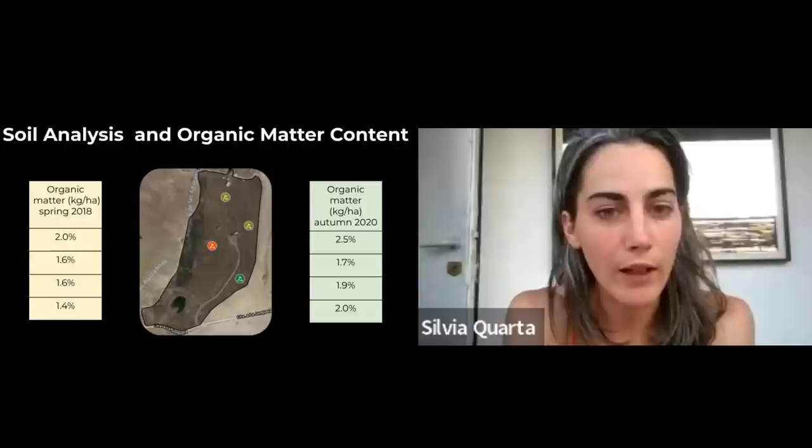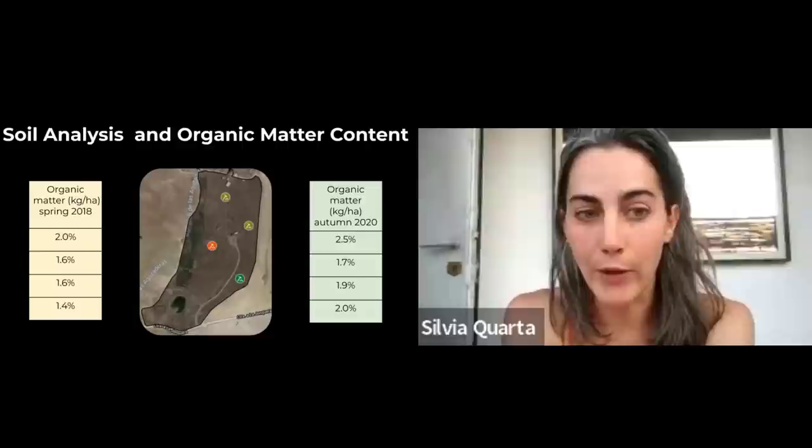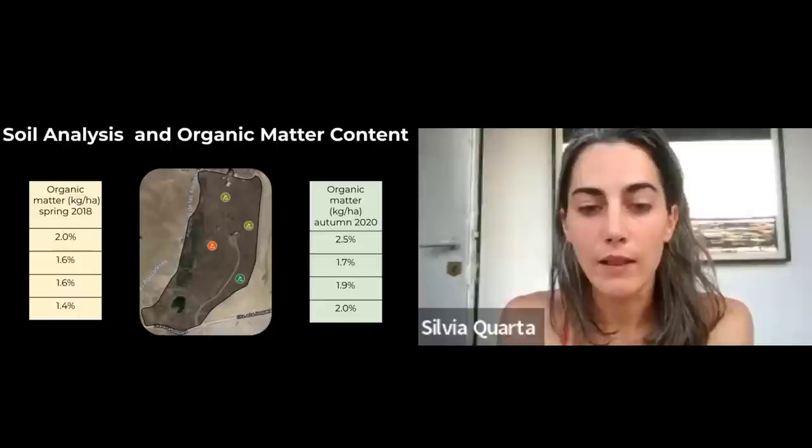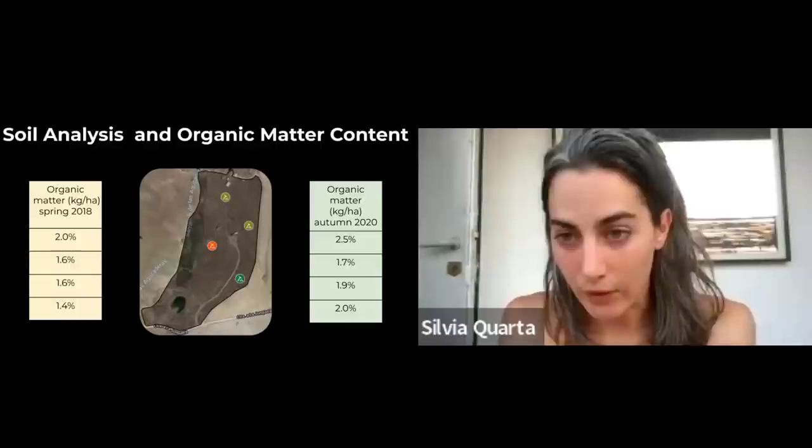So one very big, let's say, measurable impact that we've had is an increase in organic matter on the land. You see on the left side data from 2018, collected just at the beginning of Camp Altiplano. And on the right side, you see data from 2020. So overall, we've definitely had an increase in organic matter.